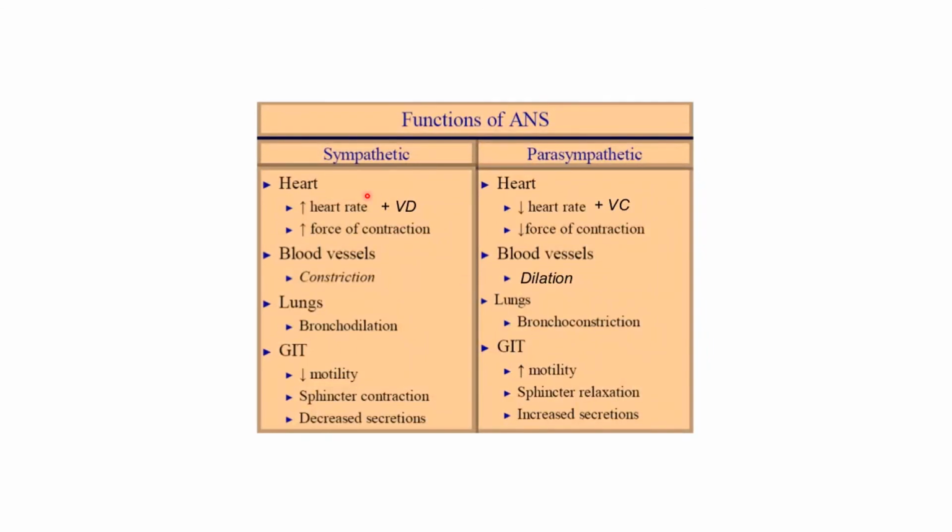Functions: sympathetic, heart rate increases and force of contraction increases, and blood vessels constrict. And also lungs bronchodilation. GI decreases the motility, sphincter contraction, decreases the secretion. Whereas parasympathetic decreases the heart rate and also force of contraction, dilatation of the blood vessels, bronchoconstriction, GIT increases the motility, sphincter relaxation increases.